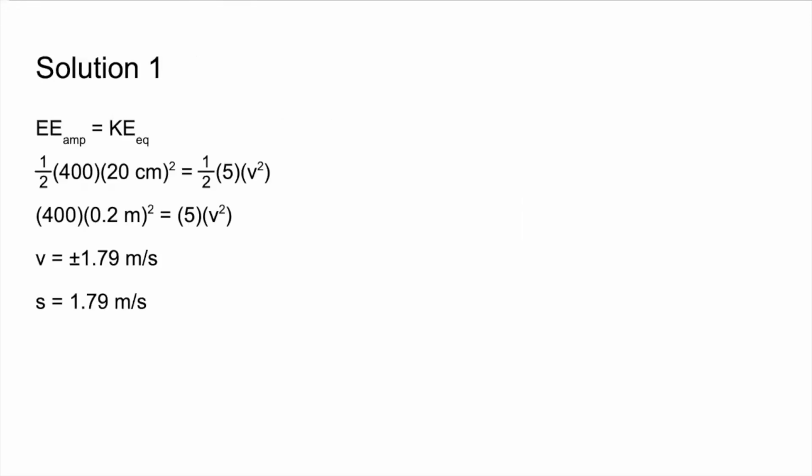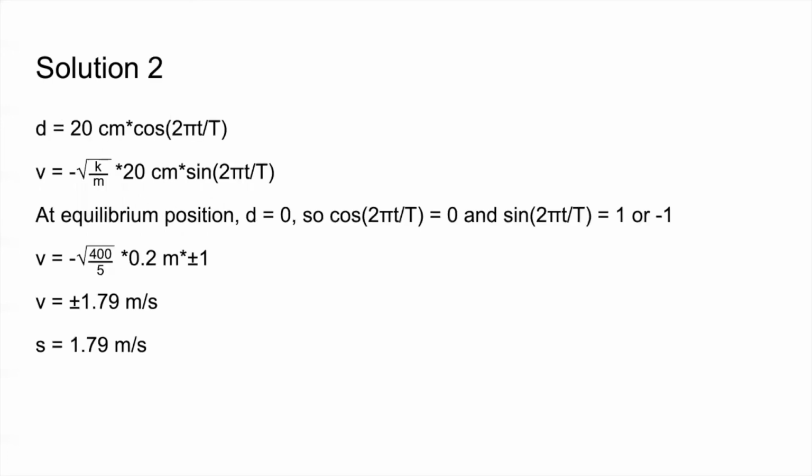The first solution is to realize that since energy is always conserved, the spring elastic energy at the amplitude is equal to the kinetic energy at the equilibrium point. So we know the formulas for spring elastic energy and kinetic energy, so we just plug all the values in and be careful to convert 20 centimeters to meters. And solving, you'll get that the velocity is plus minus 1.79 meters per second, and we only need the speed, so it is positive.